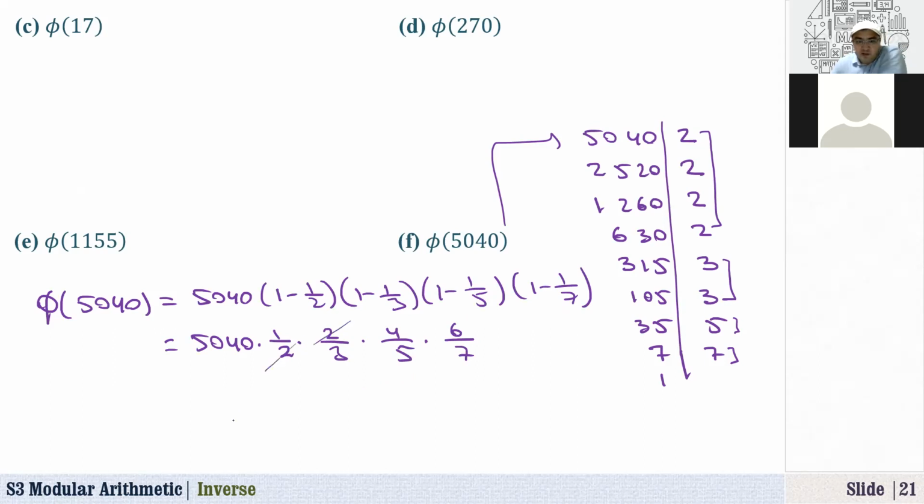So this 2, 2 is gone. And also this 3, 6 is gone. Here we have 2, here we have 8. And we have to divide it by 35. So if you divide by 35 and multiply by 8, that is 5040 multiplied by 8 and divided by 35. So that's equal to 1152.